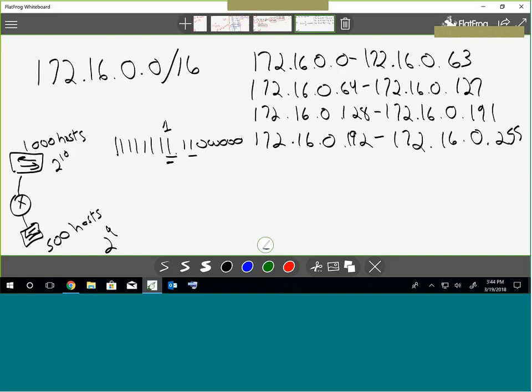So I've rolled the 4th octet by all possible positions. I'm going from 0 to 255. What's my variable in the 3rd octet? It's 1, right? So once you've rolled the 4th octet by all possible bit positions, you then come back and roll the 3rd octet by the variable.